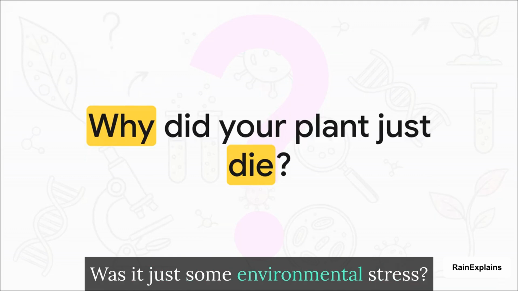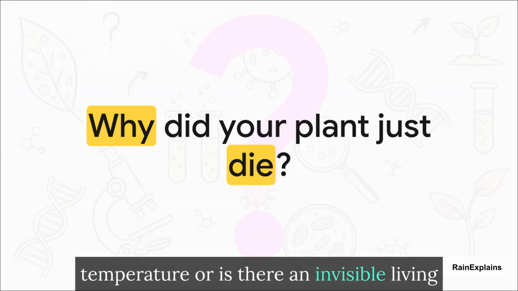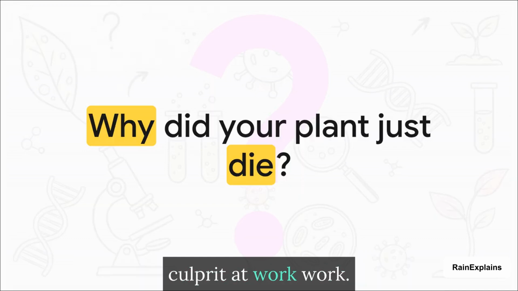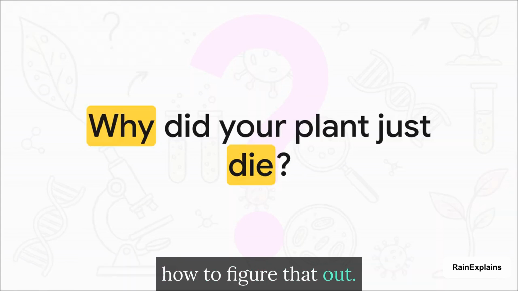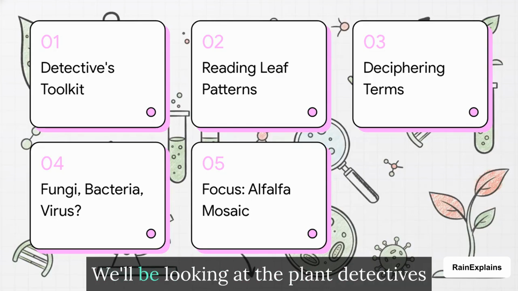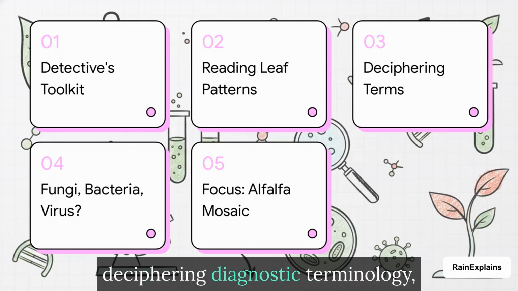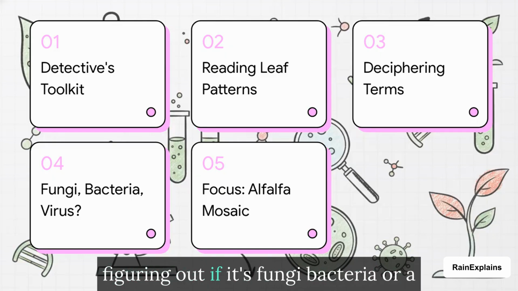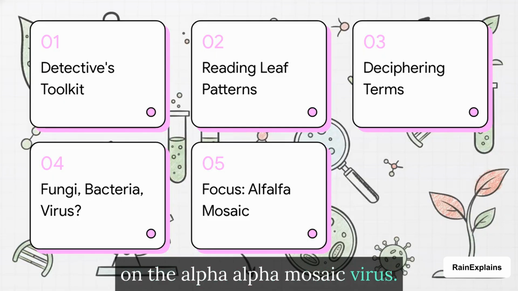Was it just some environmental stress, maybe a sudden drop in temperature? Or is there an invisible, living culprit at work? Well, today, we're going to learn exactly how to figure that out. So let's open up the case file and lay out our docket for today. We'll be looking at the Plant Detective's Toolkit, reading leaf patterns, deciphering diagnostic terminology, figuring out if it's fungi, bacteria, or a virus, and finally doing a deep dive focus on the Alfalfa Mosaic virus.